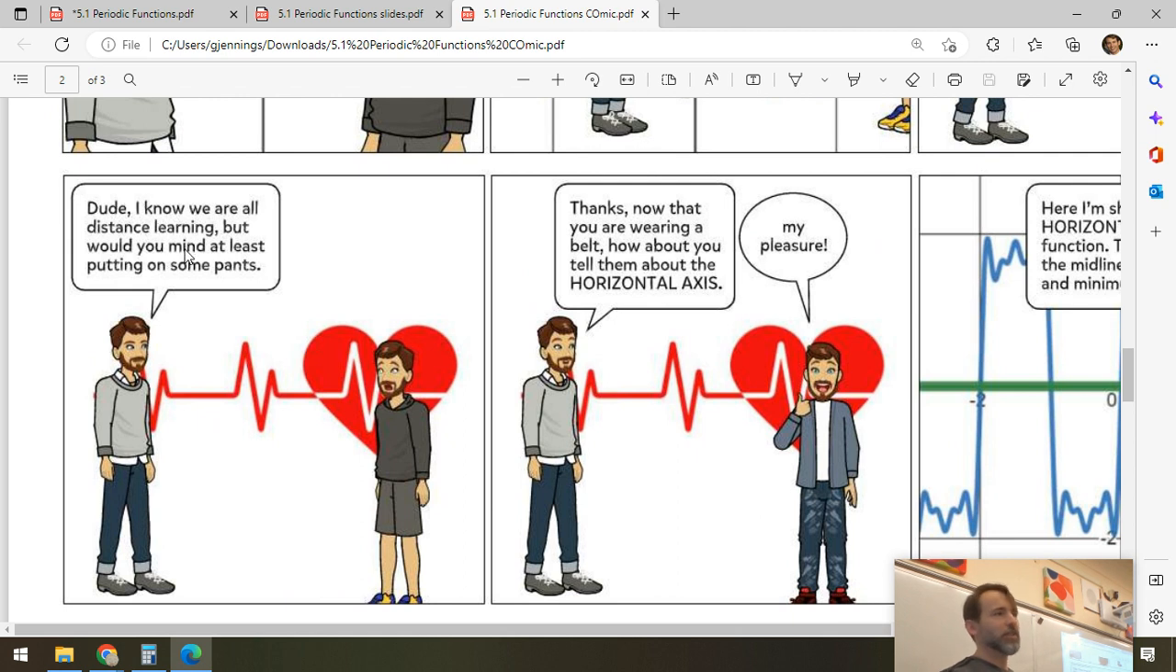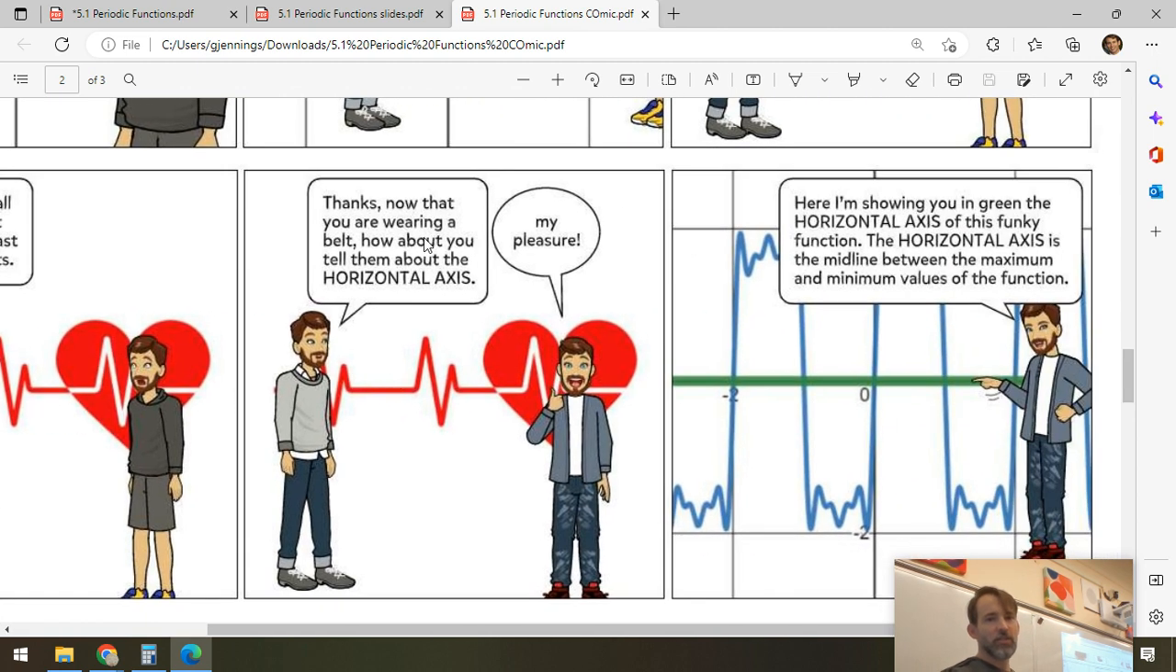Yeah, and I know we're all distance learning, but I should be a little professional and kind of put on some pants there. So I'm a little shocked by that. Okay, so thanks. Now that you're wearing a belt, let's talk about the horizontal axis. And so I say, well, that's my pleasure.